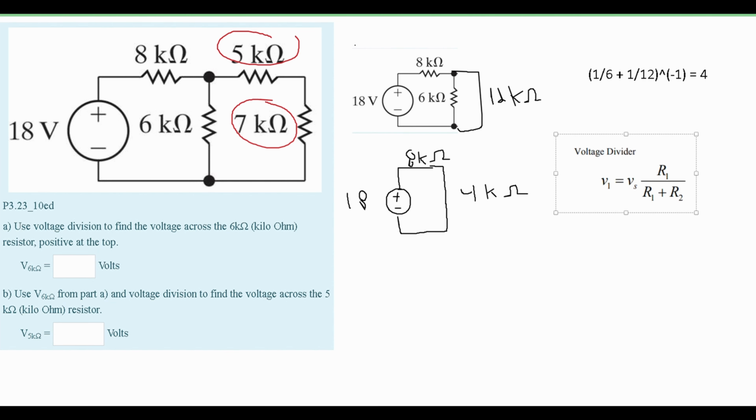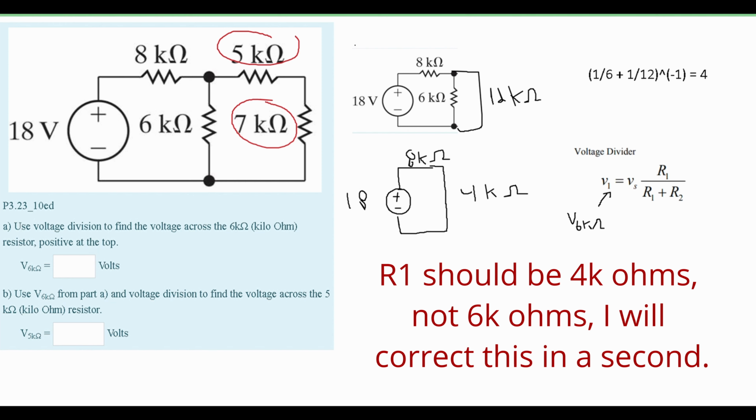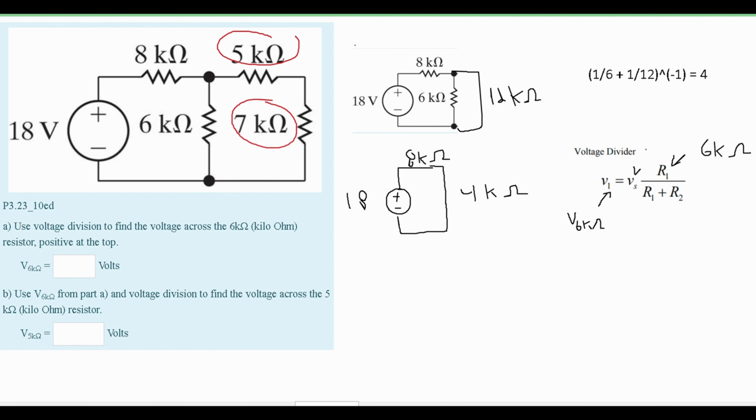This is our voltage divider formula. This is provided in the notes linked below. And we have our V1, which in this case is going to be our 6 kilo ohms voltage. And then we have our R1, which is going to be our 6 kilo ohms. We also have this VS that I almost forgot about, and our VS is our initial voltage, which is 18 volts. It's the voltage of our system. And next we have our R1 plus our R2. This is going to be our 8 kilo ohms plus our 4 kilo ohms, which is 12 kilo ohms.